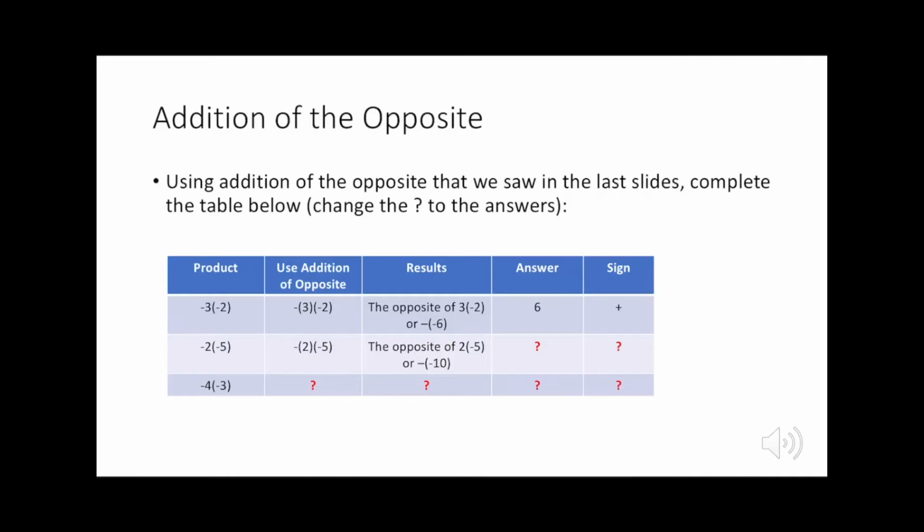So using those two models to try to build our understanding, we had another table to fill out. The first line is filled out already because we did it on the last slide. And then we started with negative 2 times negative 5, which is also saying the opposite of 2 times negative 5, or the opposite of negative 10. So the answer here is positive 10, because the opposite of negative 10 is positive 10, and my sign is positive.